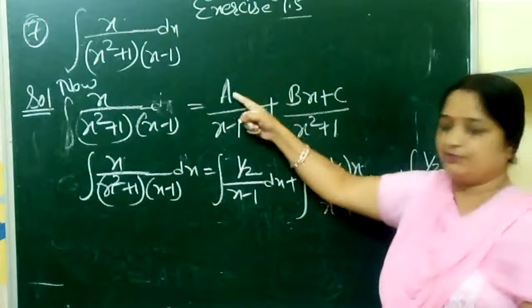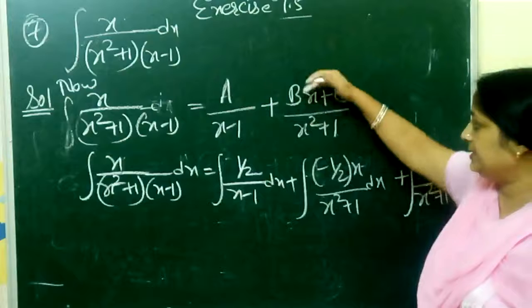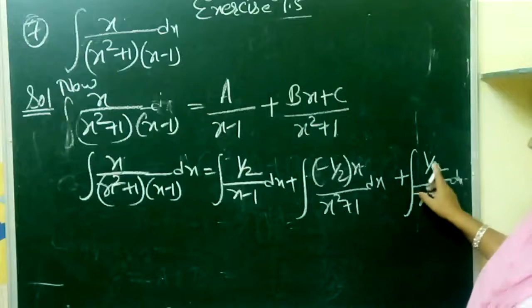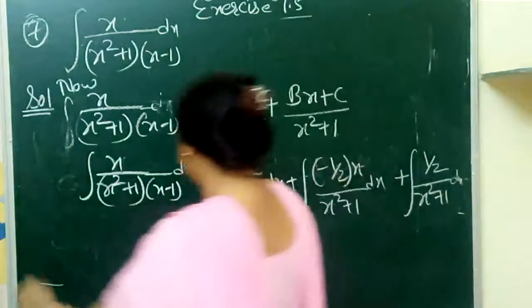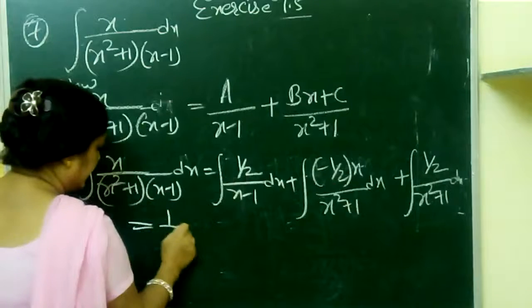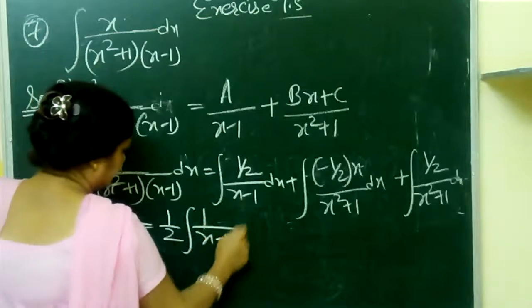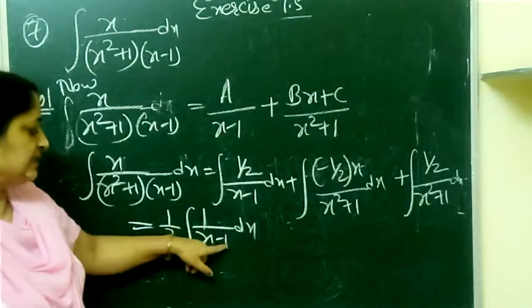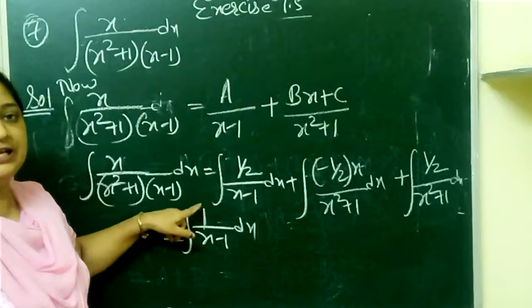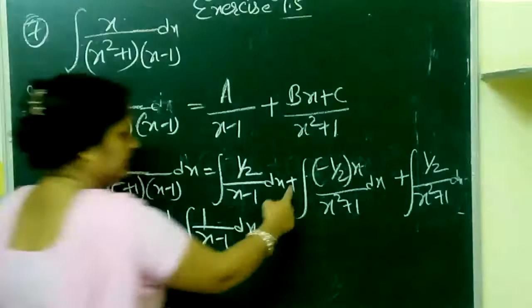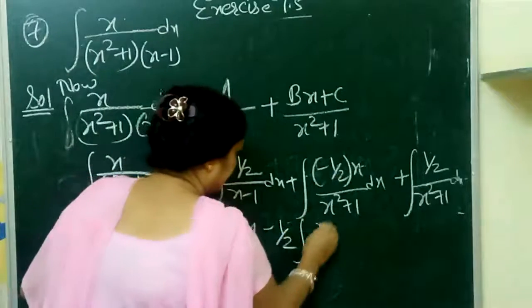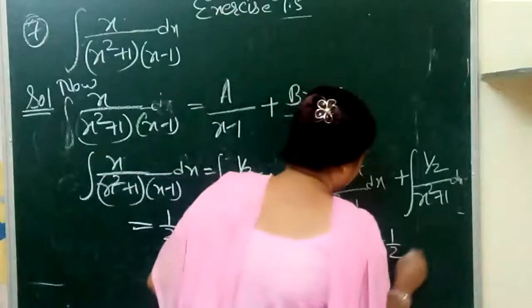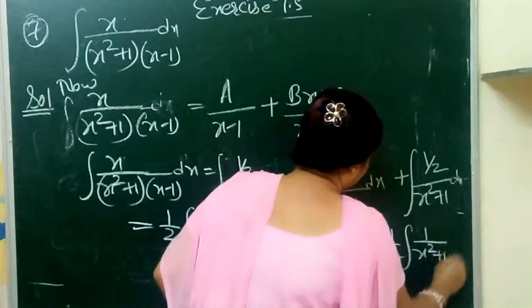Again I am telling you the value of a is half, the value of b is minus half, and we are separating the bx term upon this term, so minus half x upon x square plus 1 and half of this term. After that, half is outside. Now integration of x minus 1 dx. In the next step, you know the derivative of x minus 1 is 1. So here we can apply f dash x upon f of x. Similarly here take minus half outside. What is left? x upon x square plus 1 dx. And here half, 1 upon x square plus 1 dx.